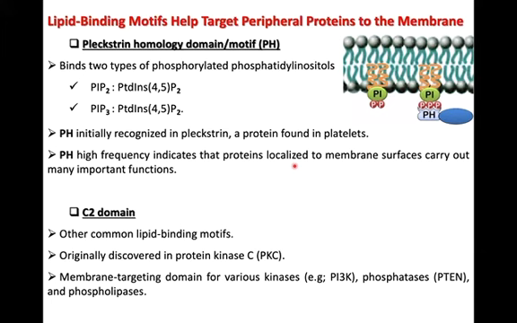To summarize this slide, if you remember, we said that there are types of protein that can be anchored to lipid. So we understand now that any protein which has a specific sequence, termed a domain, like the PH domain or the C2 domain, has the ability to bind to a lipid molecule in the plasma membrane.